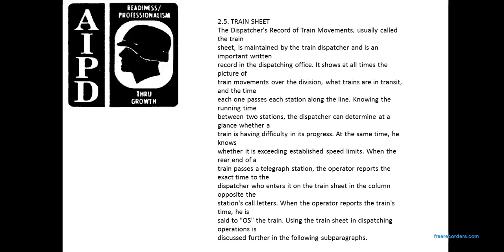Each one of the passes, each station along the line, knowing the running time between the two stations, dispatch can determine at a glance whether the train is going to be difficult in its progress. At the same time, it knows whether the train is exceeding this estimated speed limit when the rear end of the train passes the telegraphic station.